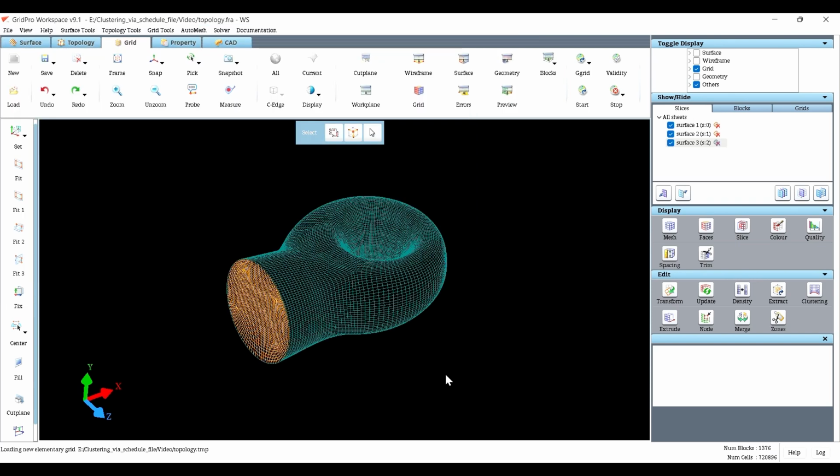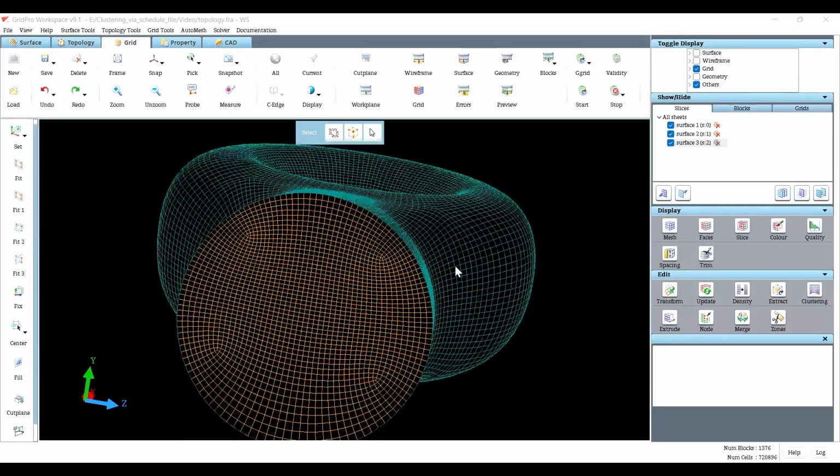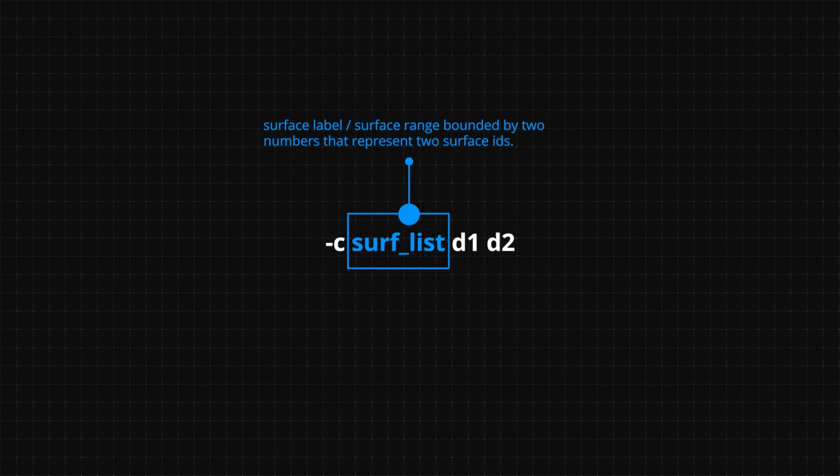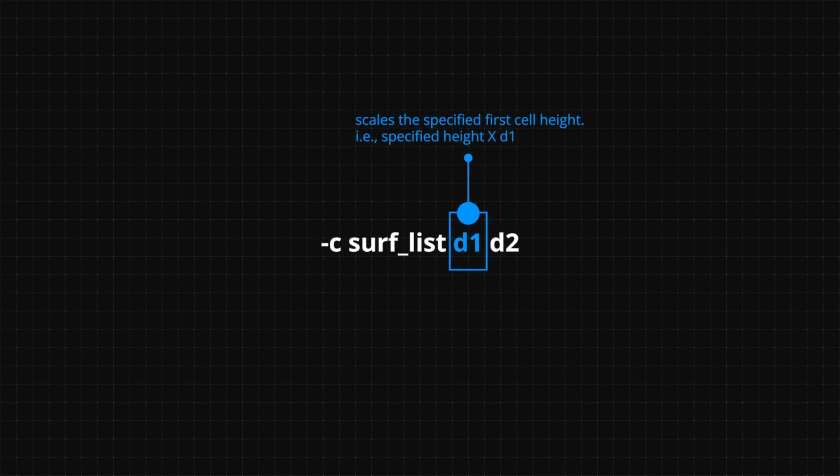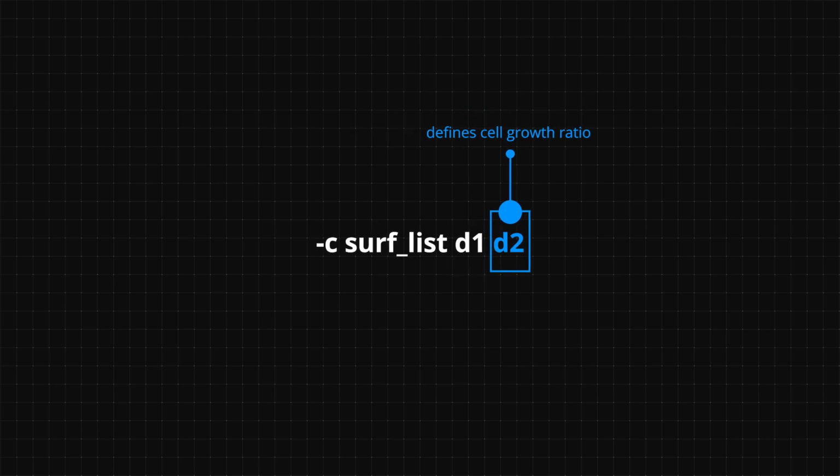We can see that the grid is an Euler grid without any boundary layer resolution. To apply boundary layer resolution based on the first cell height in surface settings, we will add a clustering parameter to the schedule file. The parameter is defined by the flag -c space surf_list space d1 space d2, where surf_list is either a surface label or a surface range bounded by two numbers that represent two surface IDs. d1 scales the specified force cell height, that is, specified height multiplied by d1, and d2 defines the cell growth ratio.